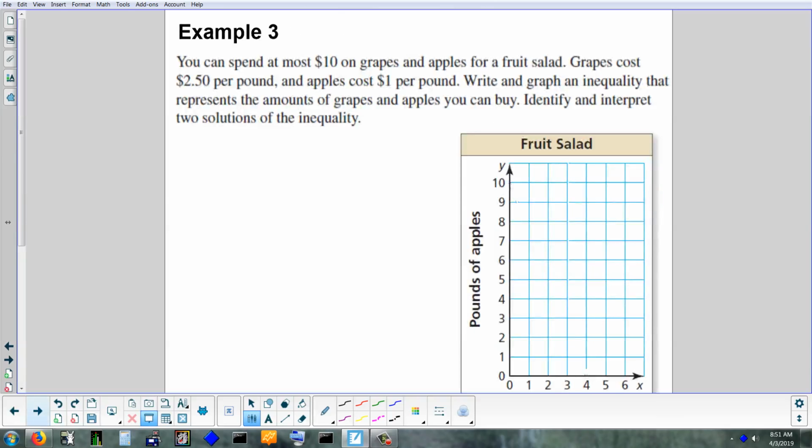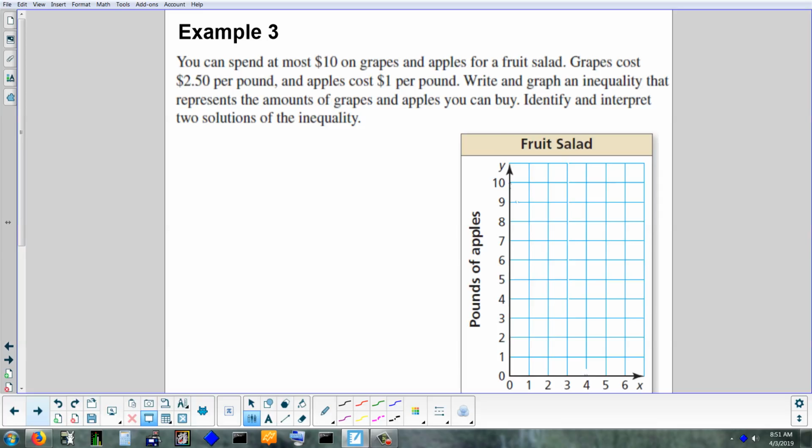So it says you can spend at most $10 on grapes and apples for a fruit salad. Grapes cost $2.50 per pound. Apples cost $1 per pound. Write and graph an inequality that represents the amounts of grapes and apples you can buy.